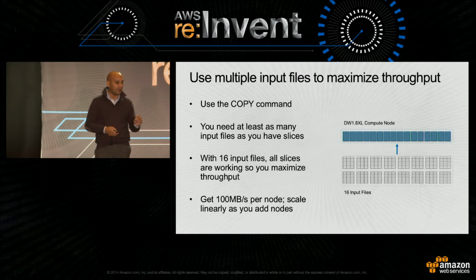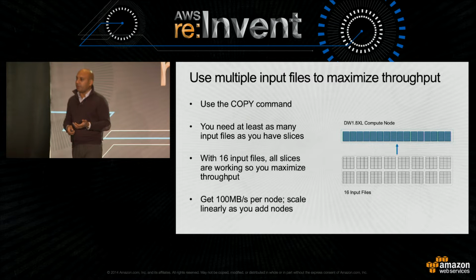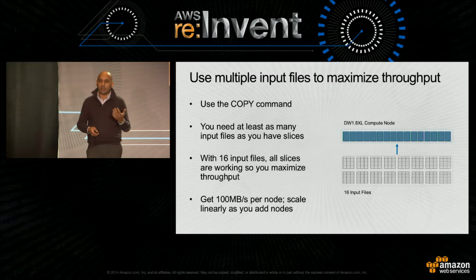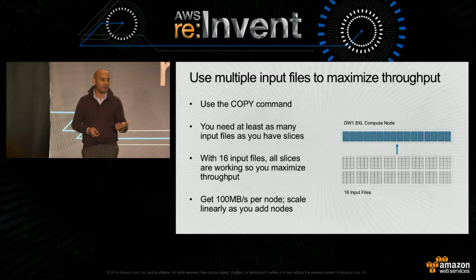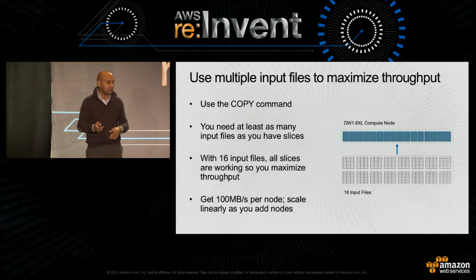One other pointer here is make sure your individual input files are individually compressed. Basically, if you're loading at 100 megabytes per second, at 4:1 compression, you'll be able to load 400 megabytes of your own data every second. So compression is a best practice, and that's how you'll maximize the throughput of the system.